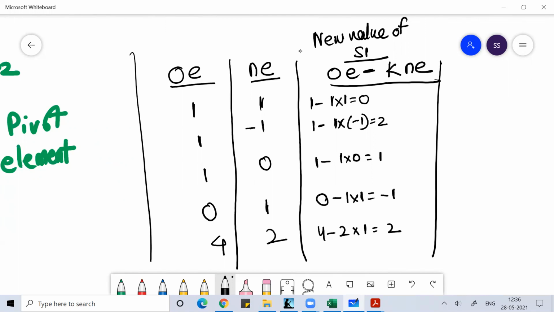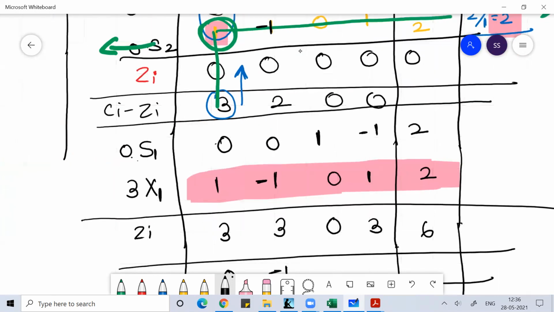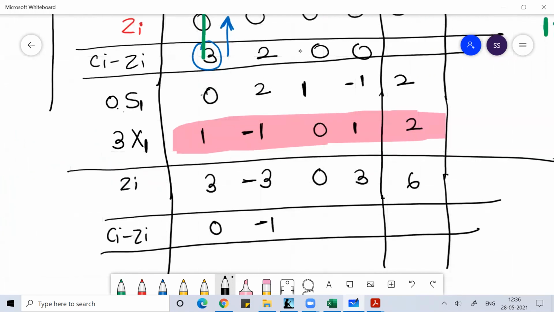This would be 2, 0, 2, 1 minus 1 and 2. This would be minus 3. So if this is minus 3, then 0 minus minus 3 would be 3. And this is 0, this is minus 3. Now if you see all the Ci minus Zi, they should be either 0 or negative.